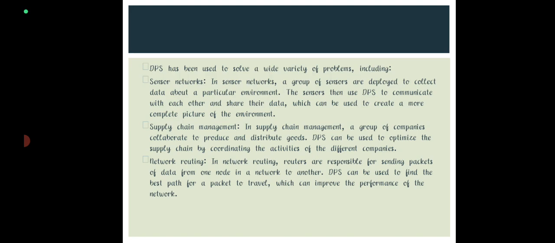Next one is network routing. In network routing, routers are responsible for sending packets of data from one node in a network to another node in another network. DPS can be used to find the best path for a packet to travel, which can improve the performance of the network. So, these three are the wide variety of problems DPS has been used for.